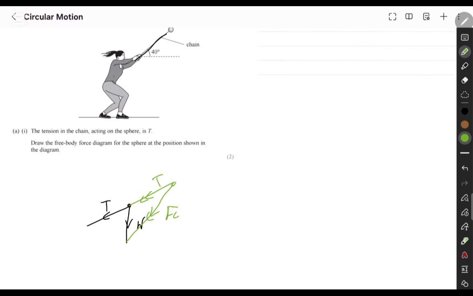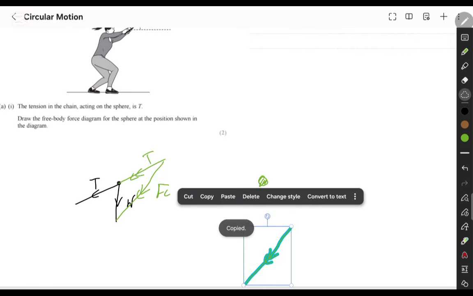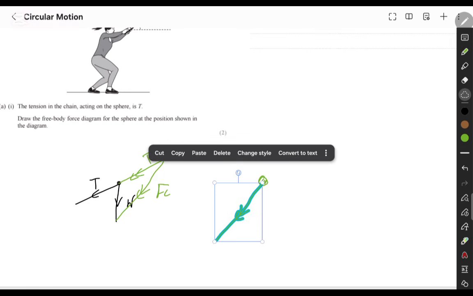It's going to be the tension. We start from here, we go to here. That's going to be the resultant force, and that's actually the centripetal force. So I'm going to draw the object again as a dot. Now I'm going to show you the resultant force. Let's take it like this, copy it, paste it over here, and put it on the object.